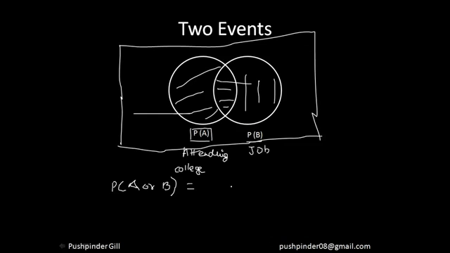So let me do one thing. Let me add the P of A and the P of B. Right? I hope everyone is understanding what I'm trying to do here. I want to calculate the probability of either of the events happening. I should either attend the college or get a job. Both can happen, anything can happen. So I have added the probability of me attending the college and the probability of me getting a job.